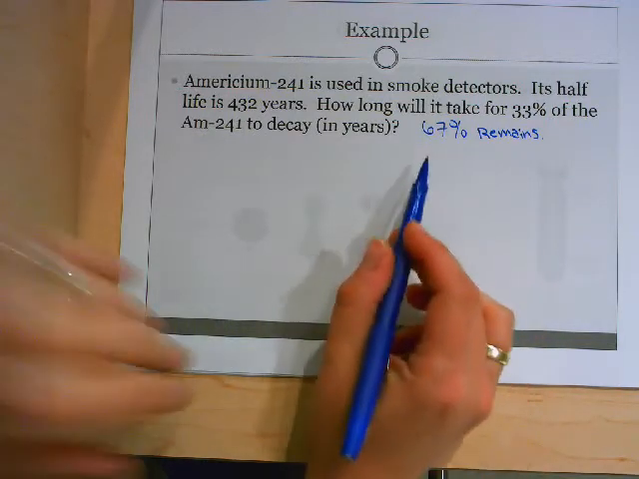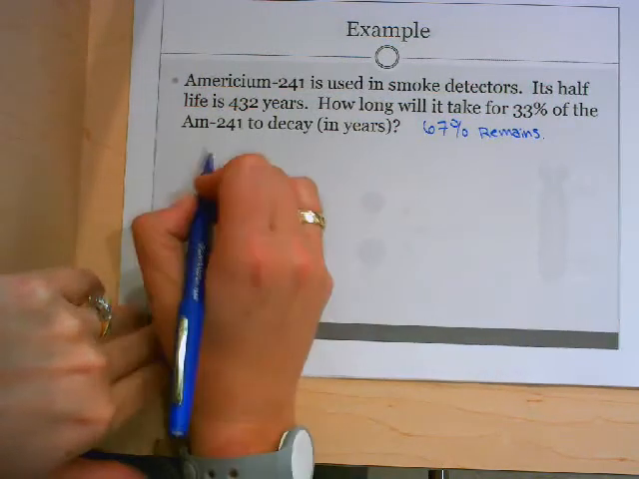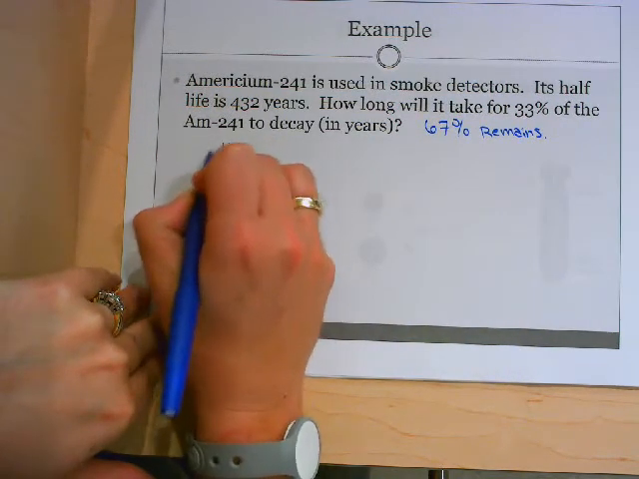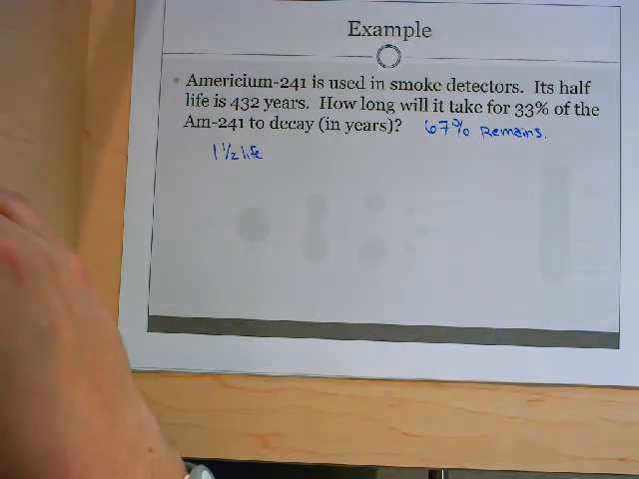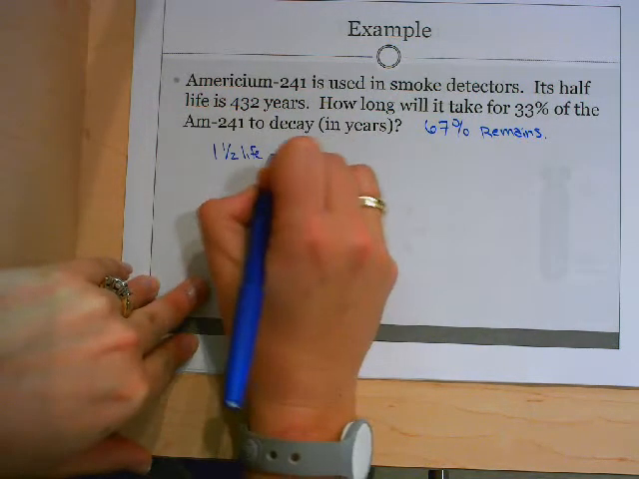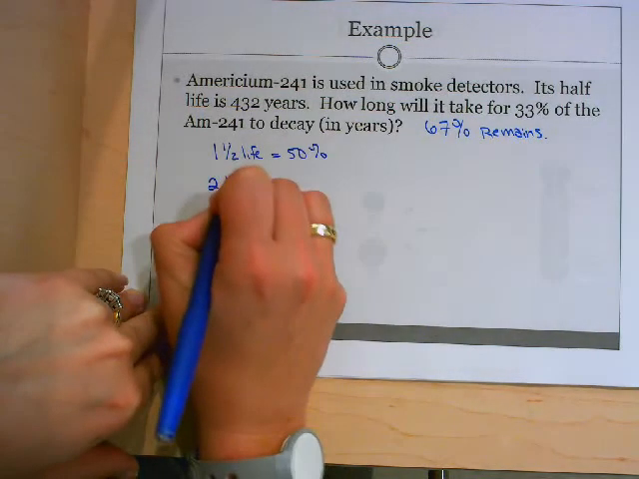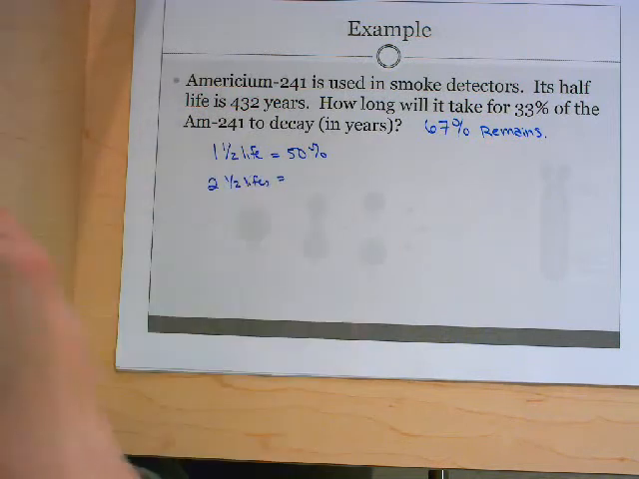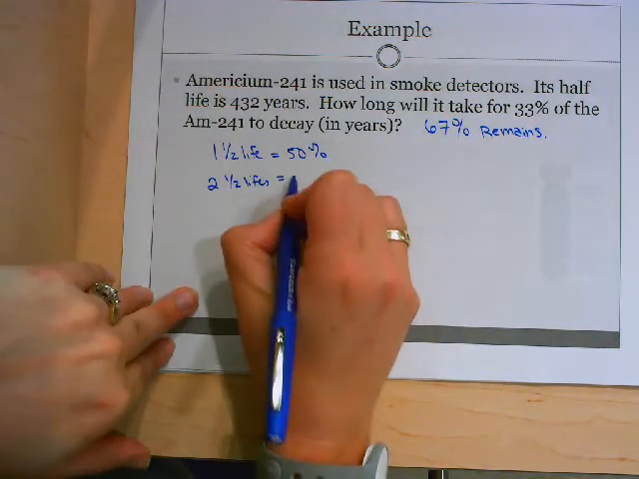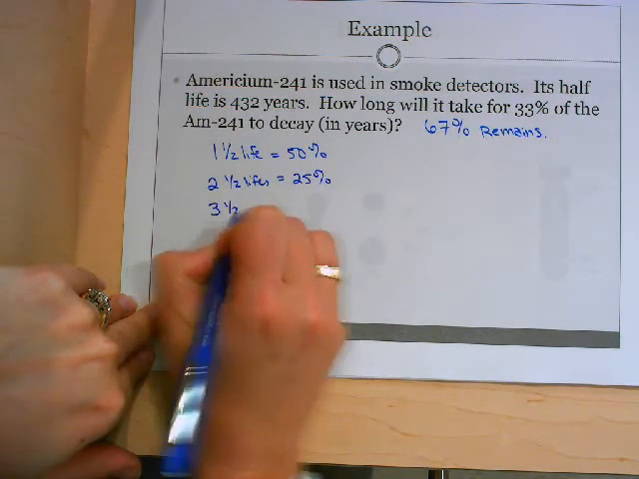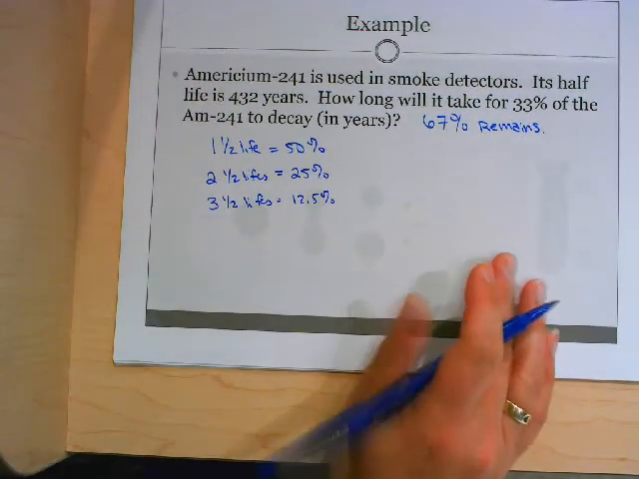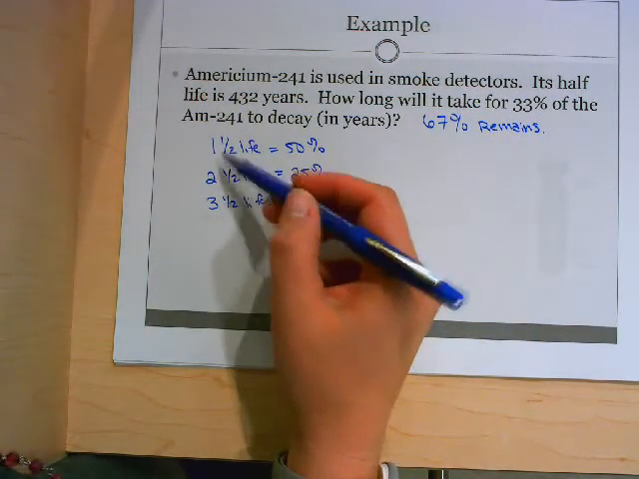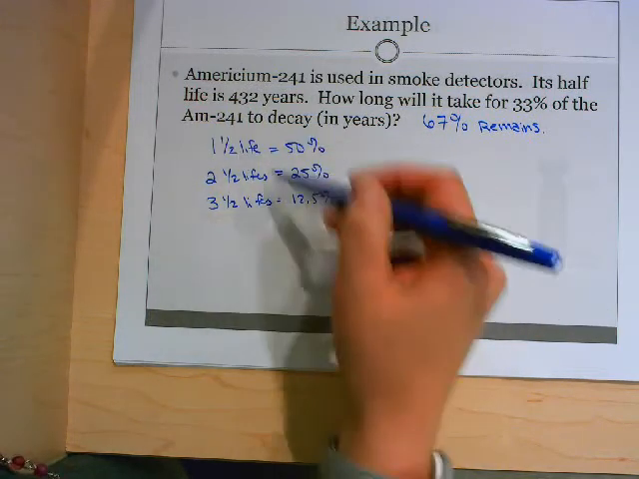So if it's 67%, how do I figure out how much is remaining? So if I say I have 1 half-life, if I'm at 1 half-life, how much is remaining of my original compound? 50%, right? If I'm at 2 half-lives, how much is remaining? 25%. If I'm at 3 half-lives, right, 12.5%. Okay, so the half-lives are related to the percentages.